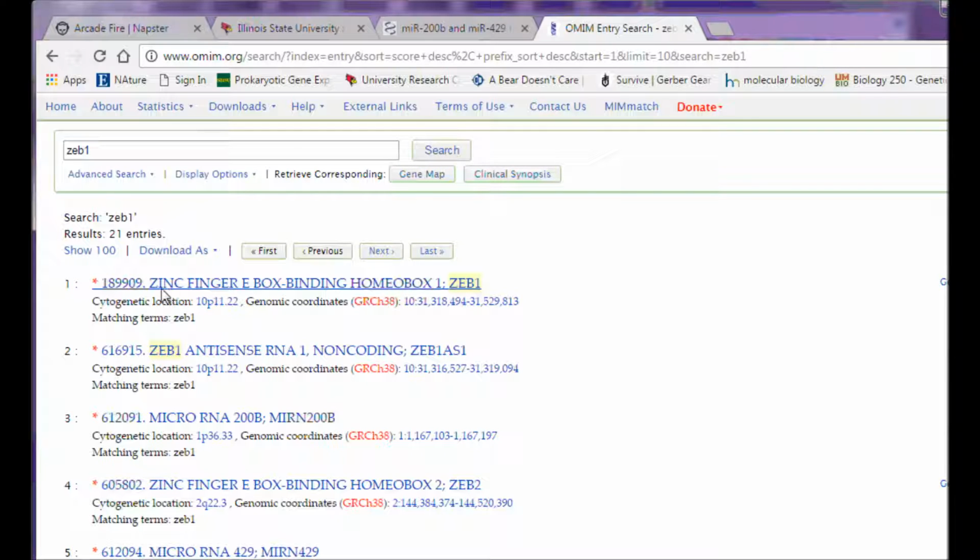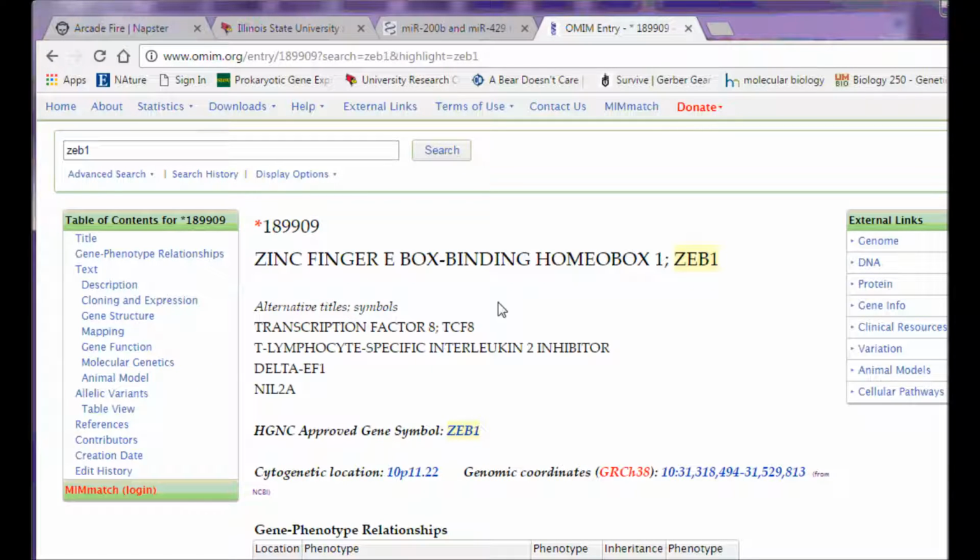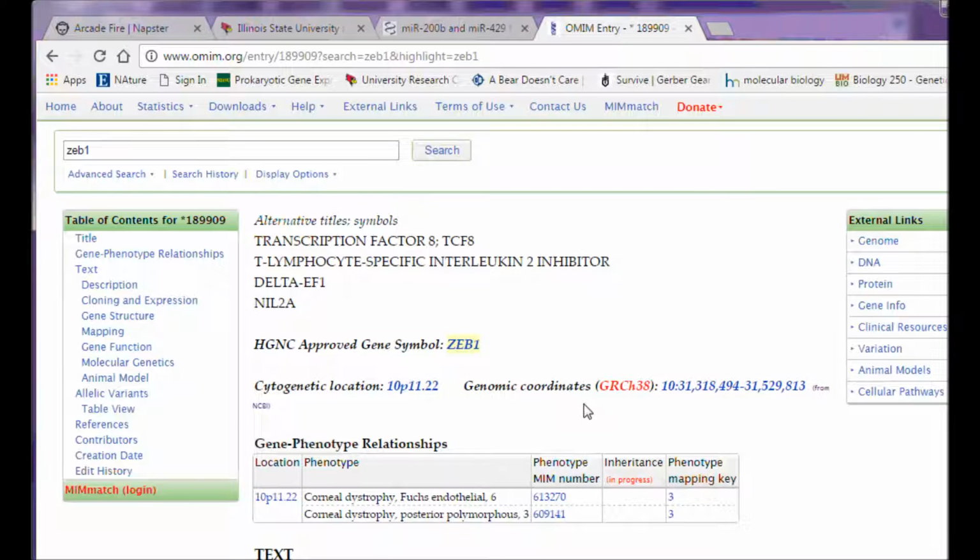Okay, so here we go. Zinc finger box binding homeodomain, ZEB1. So I'm going to click on that, and there are lots of different things here. HGNC approved gene symbol ZEB1. This should be a human specific website. I actually don't do research on human genes because I work in fungi. This is my first time looking at this site, but it's pretty cool.